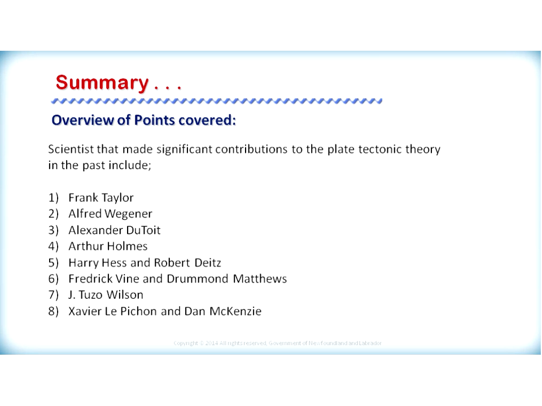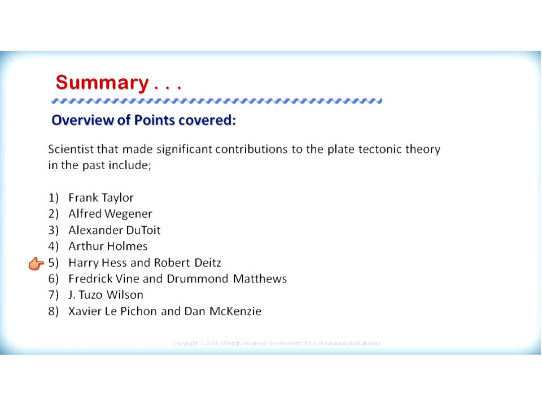Let's look at the summary. Scientists that made significant contributions to the plate tectonic theory in the past include Alfred Wegener, who proposed the continental drift theory. Alexander du Toit mapped the continental coastlines, namely the continental margins, which fit better than the coastlines. Arthur Holmes proposed a mechanism to explain why tectonic plates move, and these were convection currents in the upper mantle, called the asthenosphere.